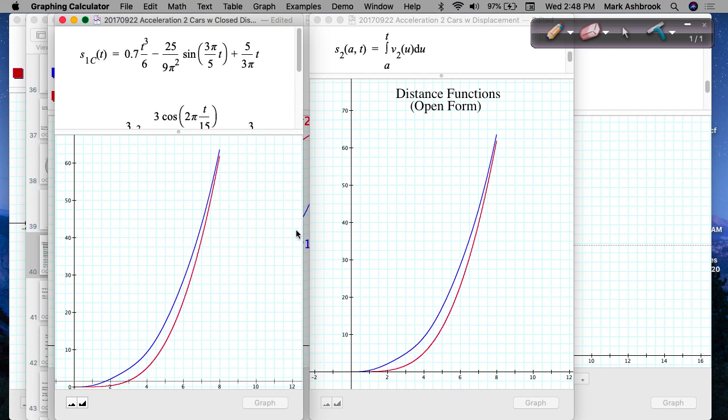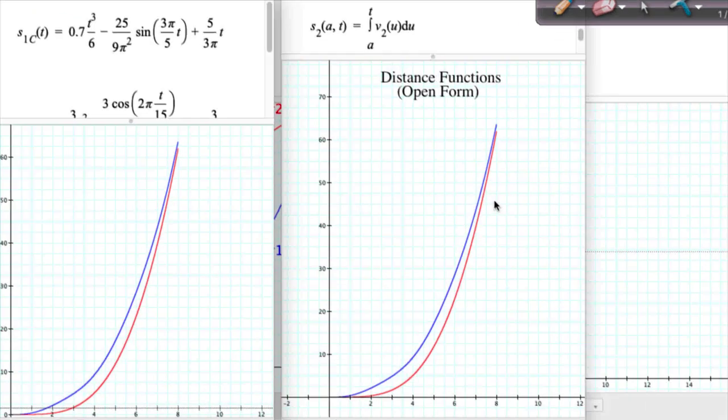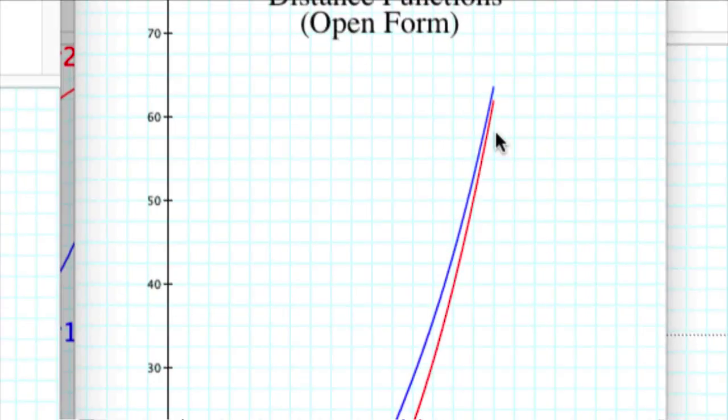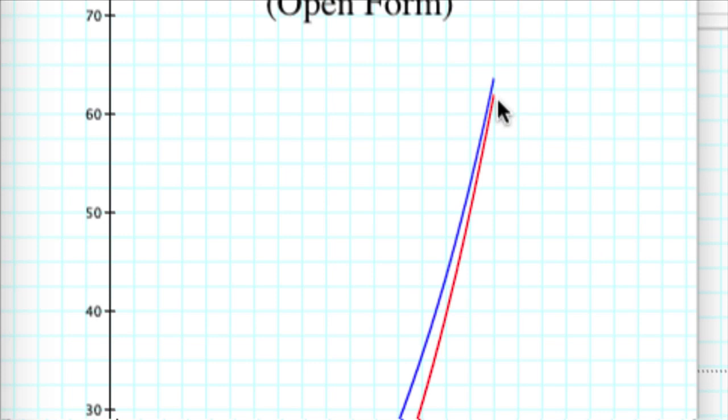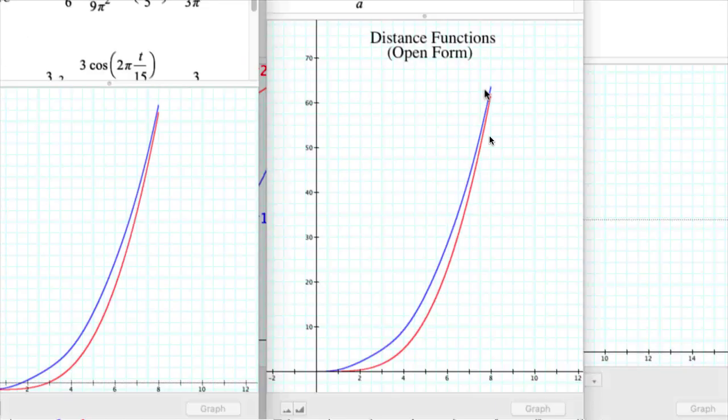So what was the result? Did car 2 catch up or not? No. Almost. By 8 seconds, so close, but it didn't make it. The exciting conclusion.